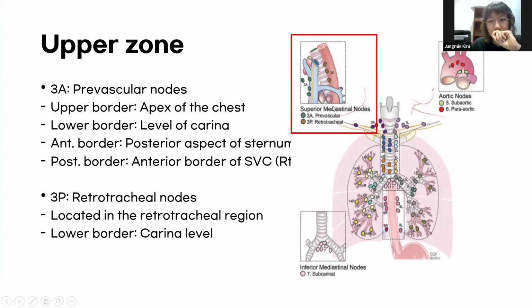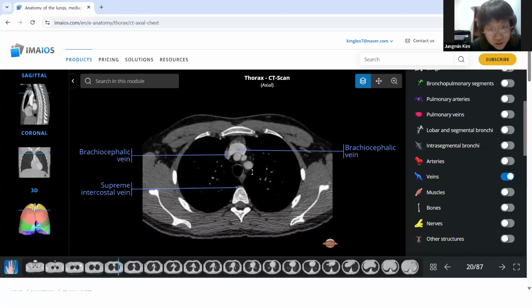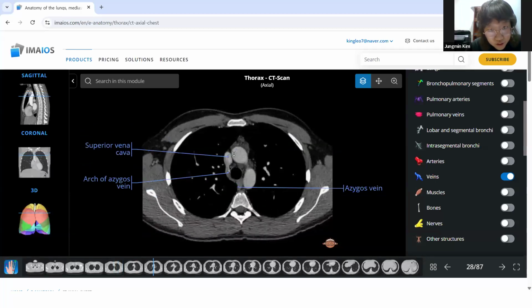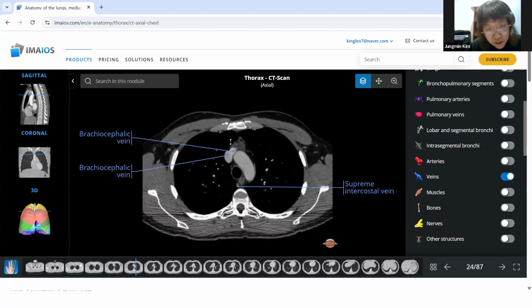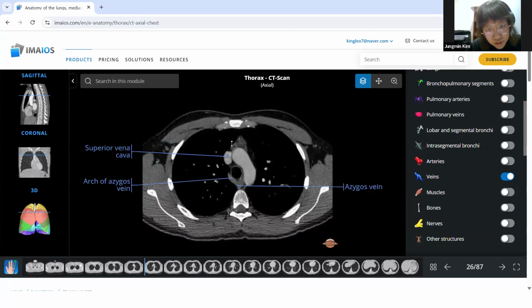Retrotracheal nodes, as you can see, are located in the retrotracheal region. It's like behind the trachea. And the prevascular nodes are more in front of the SVC and behind the sternum. So you see this SVC, this is the sternum, and if there's an enlarged node between this and this zone, in this area, then you can say, oh, that's prevascular lymph nodes.